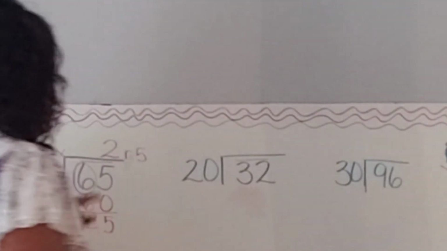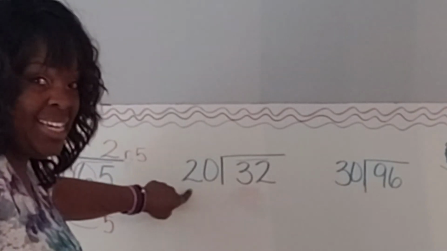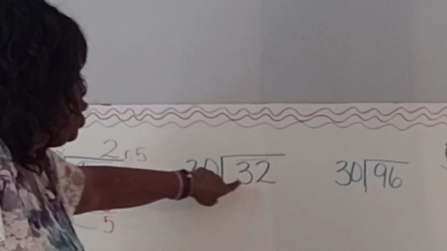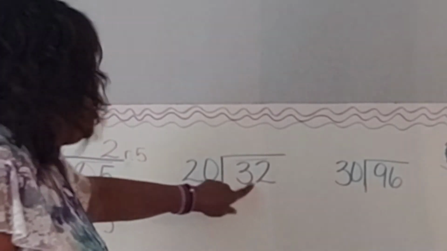So that's why you draw the line over both of them, because it is the number 20. 32 divided by 20, 20 going into 32, okay?